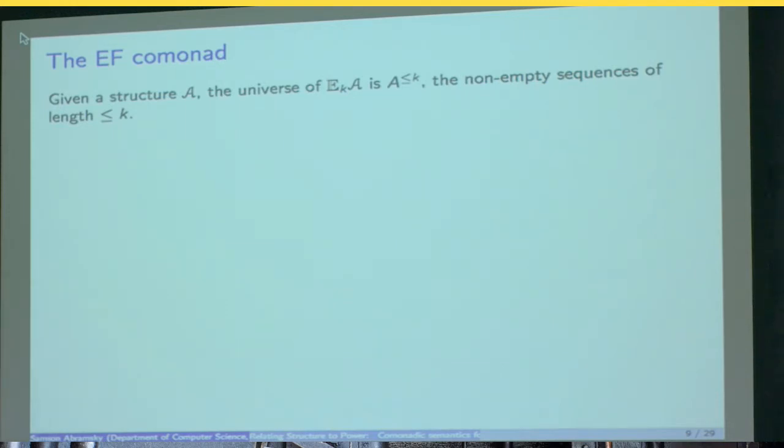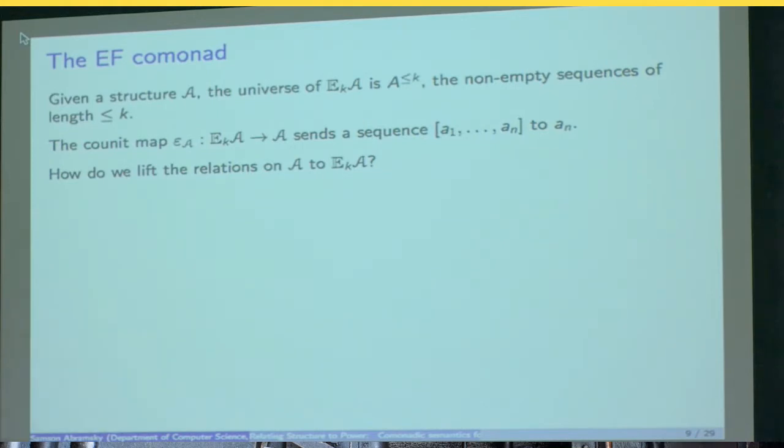So there are going to be three types of game which are widely studied, and for each of those we will have a comonad. A complete picture of what the underlying story at the maximum level of abstraction is still in progress. But let's look at this first example, the Ehrenfeucht-Fraïssé comonad. So we're given a structure, and the universe of the new structure we build, which we call E sub k, and this is where we play up to k rounds, is simply going to be the non-empty sequences of length up to k. And the co-unit map will send a sequence to its last element.